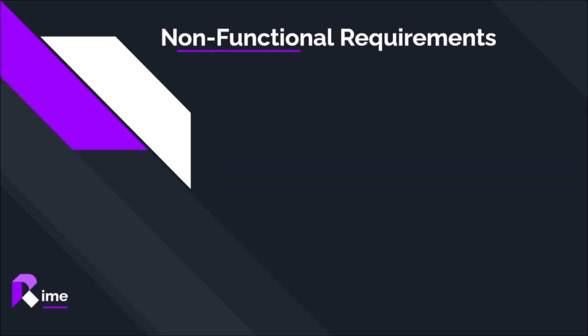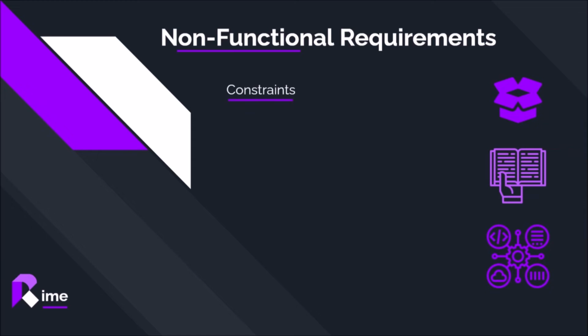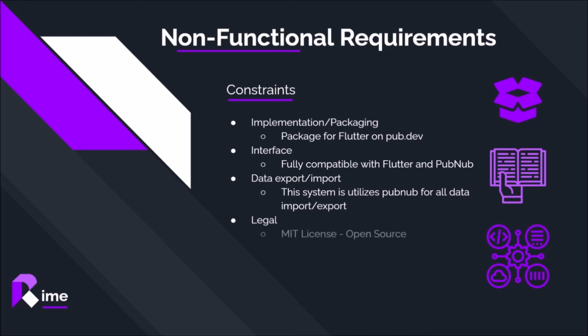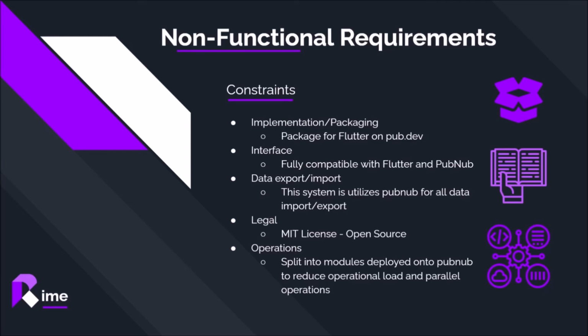Developing the application, our team identified 4 constraints that are going to be maintained upon deploying the application. These constraints were successfully met on our first release. First, we implemented tests to ensure that Rime was completely compatible with PubNub and Flutter. This also ensured us that the PubNub instance was being used for all data import and export needs. To go with the open source movement of Flutter and Dart, we included the MIT license to open source the software for free publish and use.